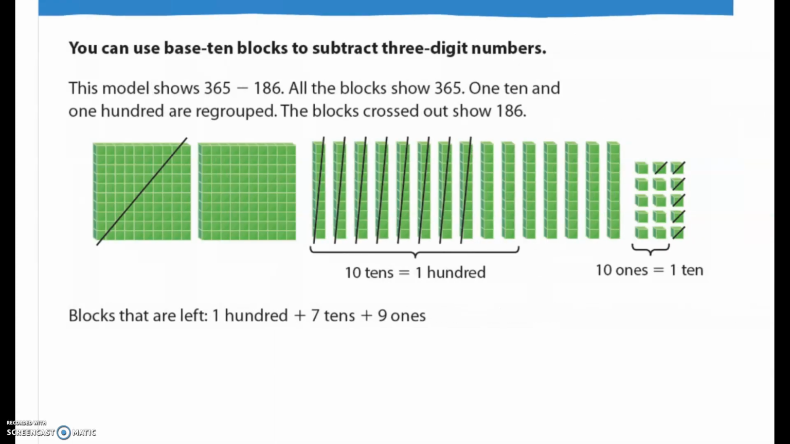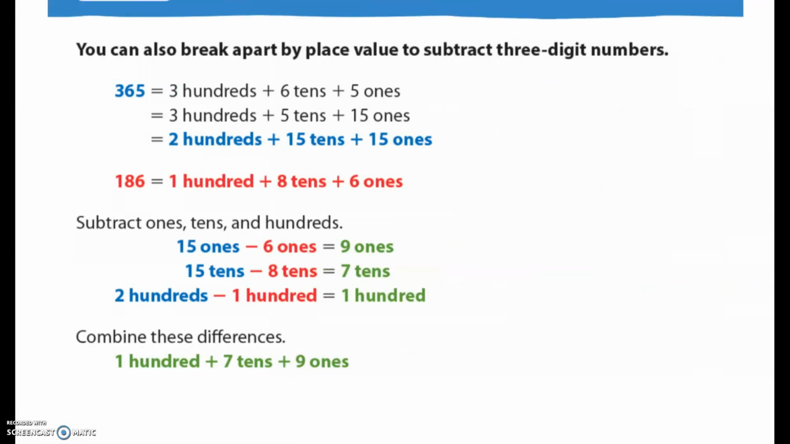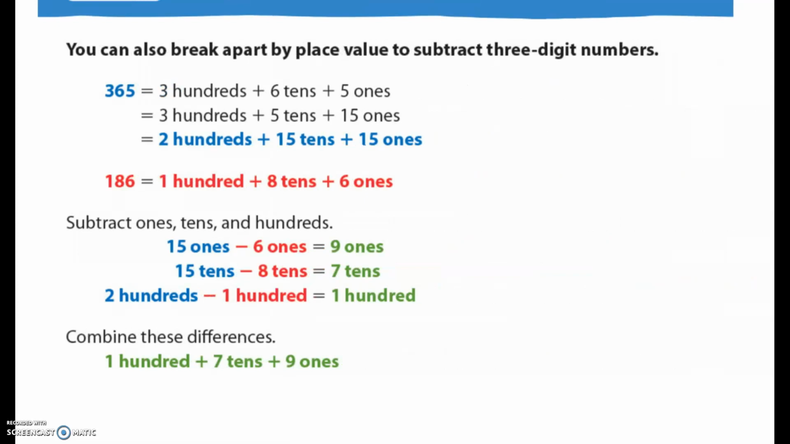So this shows a picture. It shows that one of the hundreds broke down and one of the tens broke down. And so then they took away 186 and it left 179, just like what I showed you. This is another way to do it. So they started with 300, 6 tens, and 5 ones. Like what is right here.